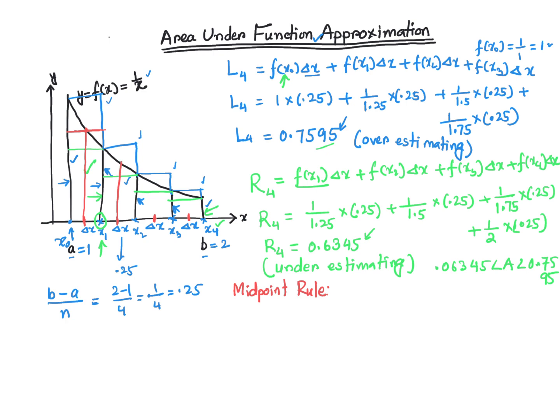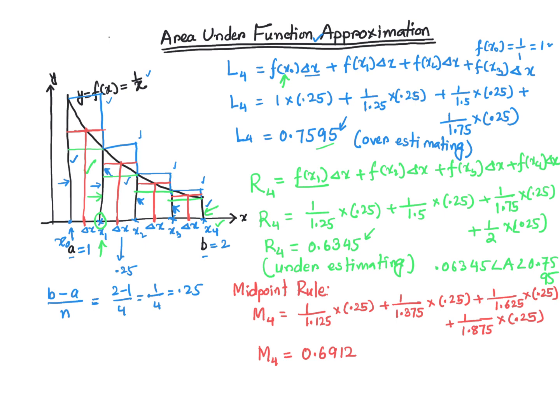So again, you can see the red rectangles, and the last one here. So we are going to find the sum using the midpoint. The sum becomes this value. Again, I rounded it to the fourth digit after the decimal, which is 0.6912.